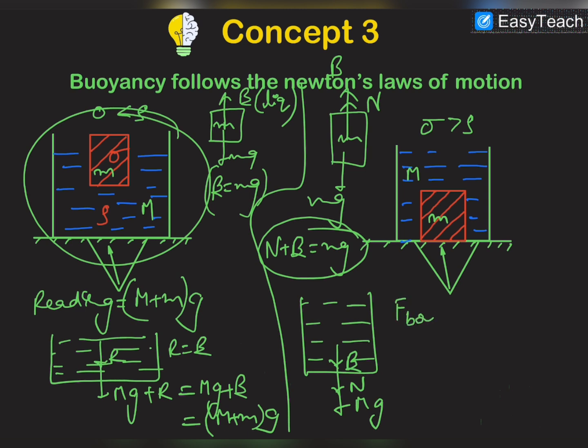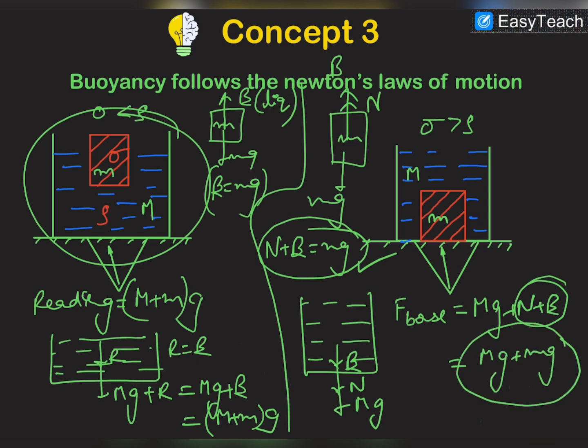So the force on the base of the container would be equal to M g plus N plus buoyancy, and N plus buoyancy in this case is equal to m g. So it would be M g plus small m g. So the reading will be M plus m g. So still the reading would be the same, and you can also conclude this by the fact that when you consider them as a system, then the external force acting on this system would be M plus m g only. So there would be no question of a change in the reading of the weighing machine.